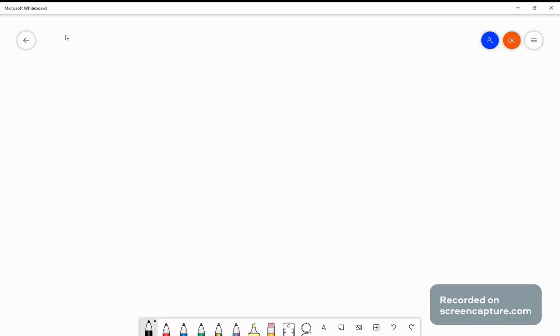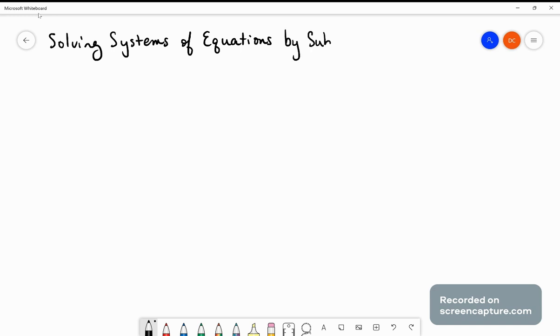So today we are working on solving systems of equations by using the substitution method. Systems of equations just means that you have two or more equations to solve and you want to make sure that your answers work in both equations. So you're going to have more than one variable, just like you have more than one equation. I'll start with just a quick example.